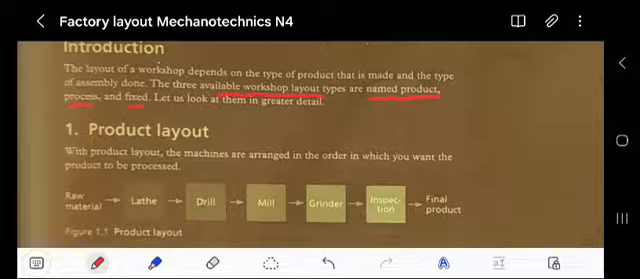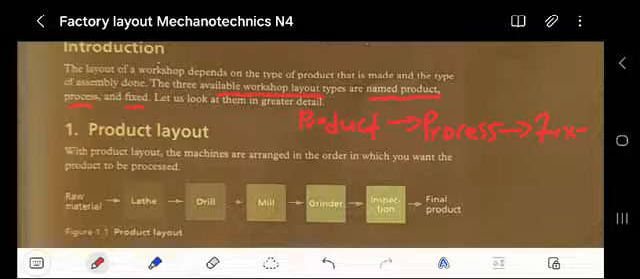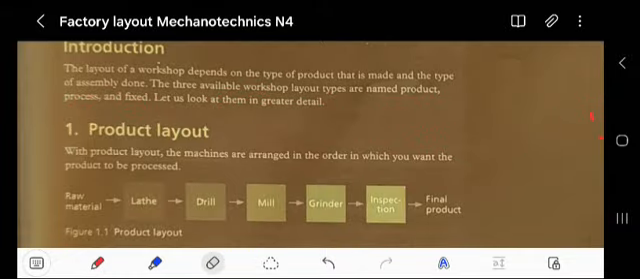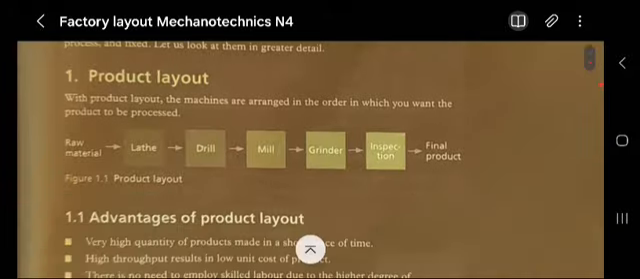We have the product, then we have the process, then surely we have the fixed, right? So this is what it is. You learn about those 3, guys. Let us take them in great detail. Let us now get into the details.